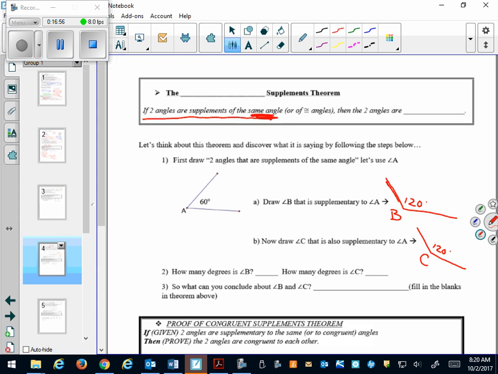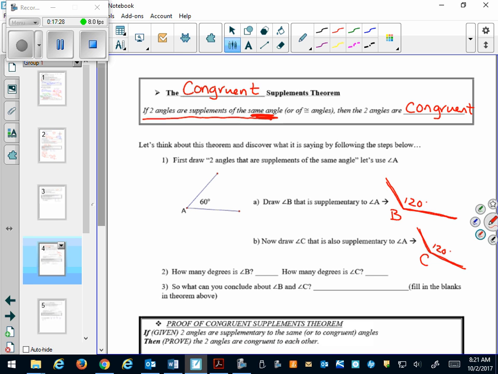We drew angle B supplementary to A, and angle C supplementary to A. They're both 120 degrees, so if two angles are both supplementary to the same angle, then the two angles are, I heard you guys say it, congruent. Right? They're both 120. So they have the same measure, makes them congruent. So this theorem is actually called the congruent supplements theorem.